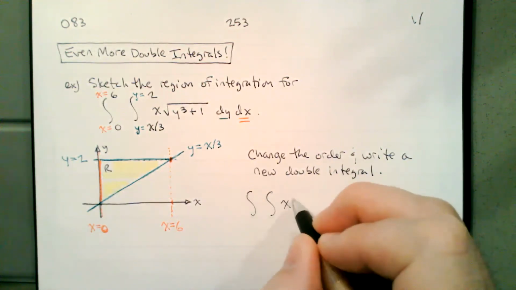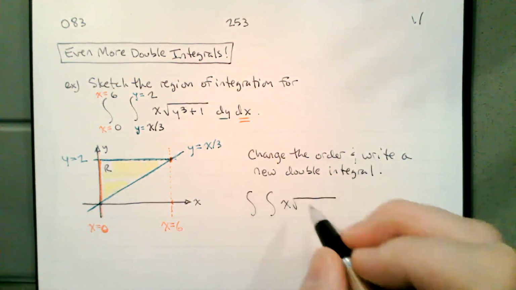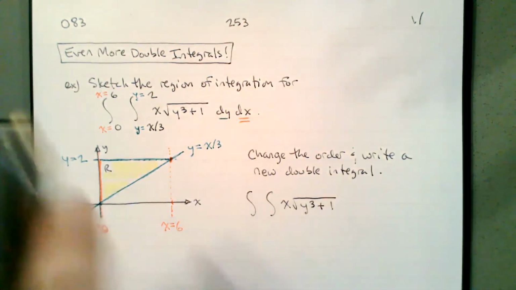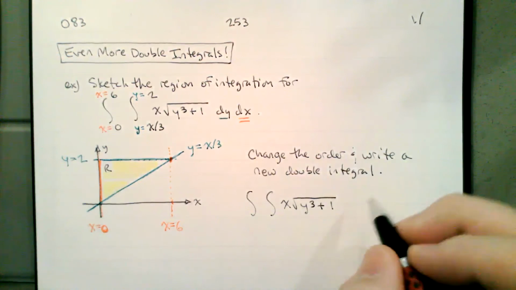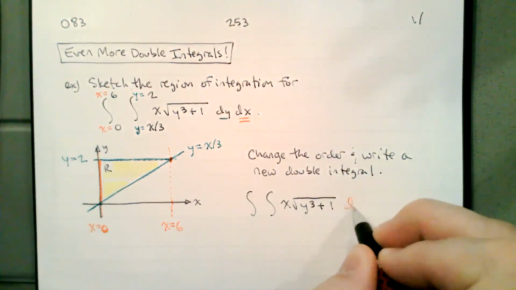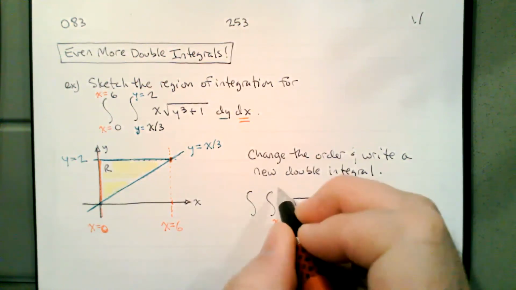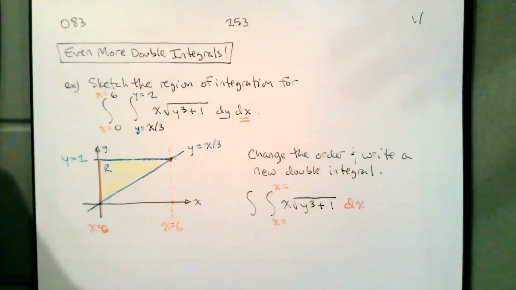We actually have a function today. Since I've actually written a function, you could probably guess that we're going to be evaluating a double integral today. But I want to change the order and go dx first, and then dy second.